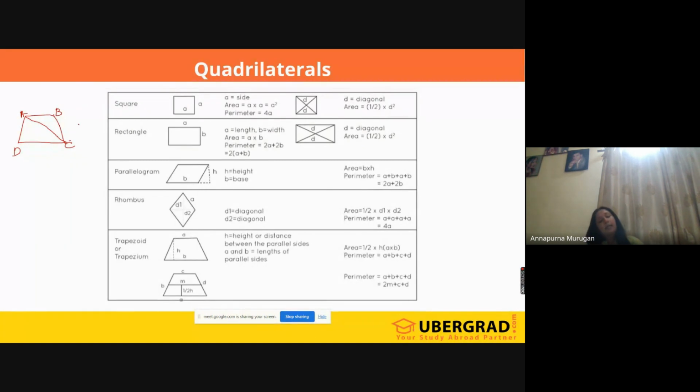This is the diagonal. When I draw a perpendicular to the diagonal, we can draw two perpendiculars from the opposite vertices. What are these called? They are called offsets. In fact, they act as the height of this particular triangle, and this one for the other triangle. So that's what an offset is. Offset is nothing but a perpendicular drawn to the diagonal from the opposite vertex. That is your offset.